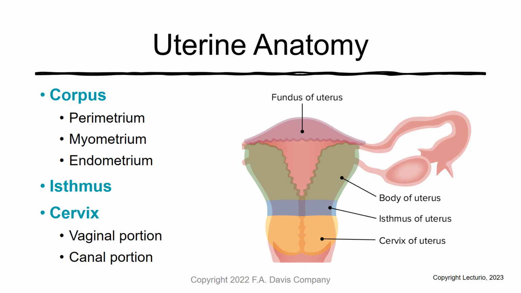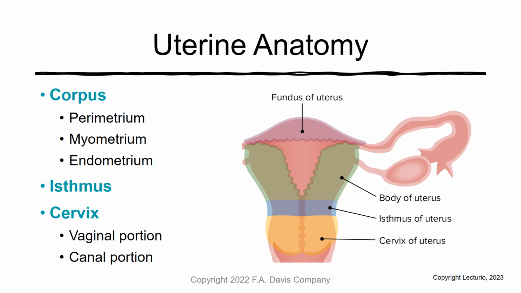Now the isthmus is the area between the corpus and the cervix, so that's the blue part on your picture, and this is where the uterus starts to narrow. And then the cervix is the lower portion, which is the yellow part on your picture, and this is where the uterus begins to open to the vagina.